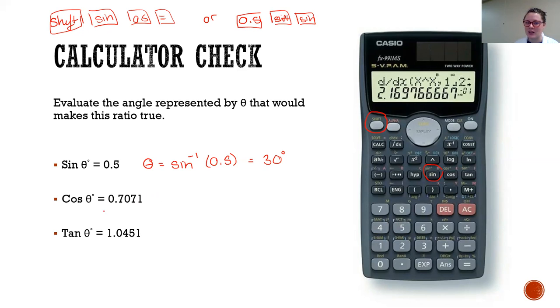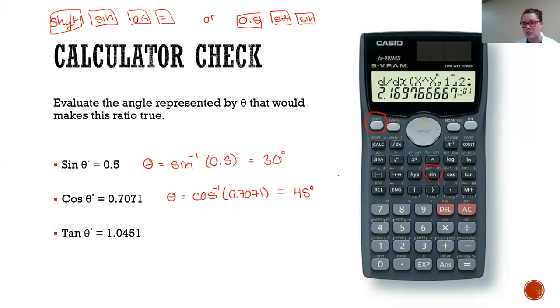So if you're doing cosine, what angle would give us 0.7071? Well, the angle is going to be equal to the cos -1, the inverse cos of 0.7071. And that happens to be 45 degrees.